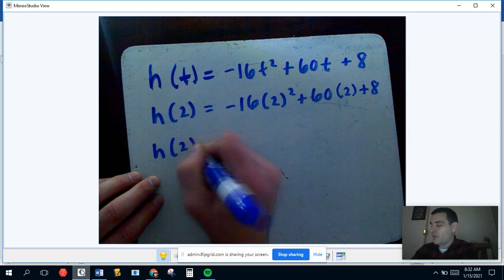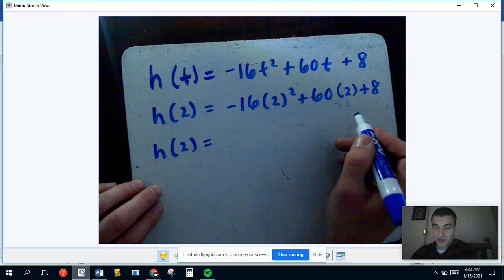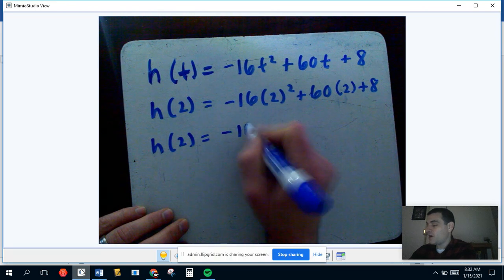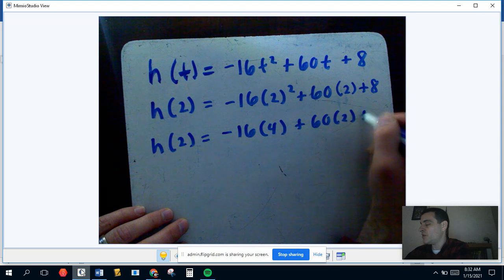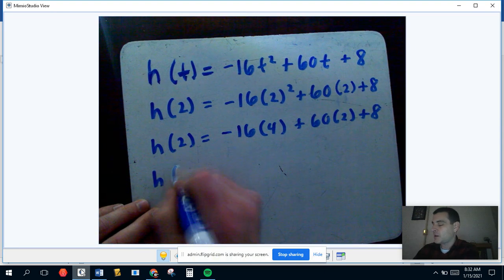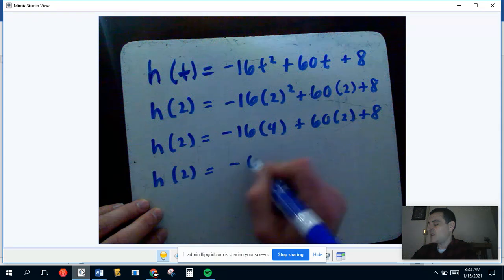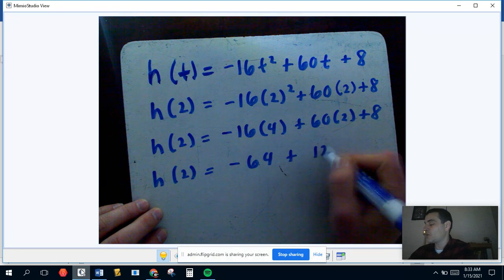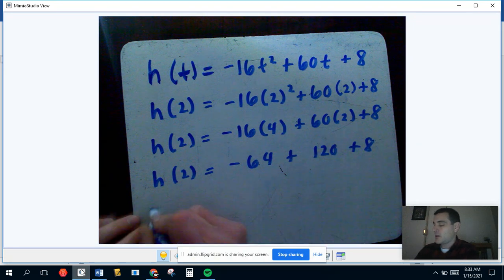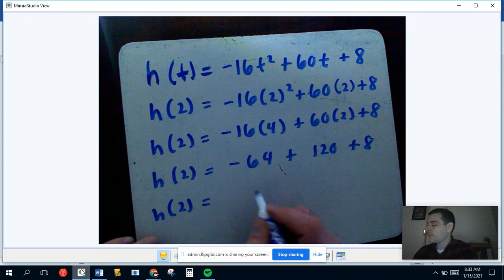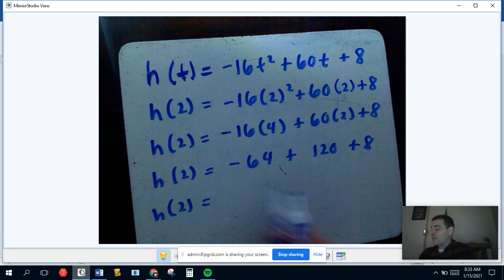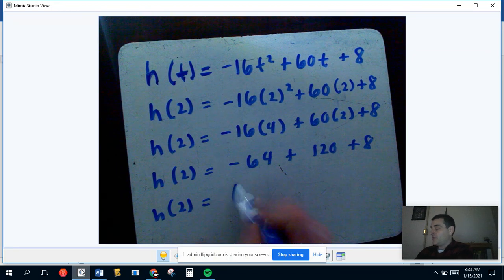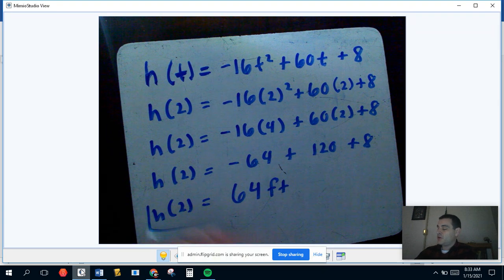I'm going to do the order of operations here, though. You could just go right into decimals and do all this. 2 squared is 4. Remember, you should do the exponent before you multiply. Negative 16 times 4 is negative 64. 60 times 4 is 120. If you add all this up, again, you're going to probably need decimals anyway. Right now, on our calculator, this will be 56 plus 8, I believe, is 64. Okay, so then we're in feet for this one. So just put your units.